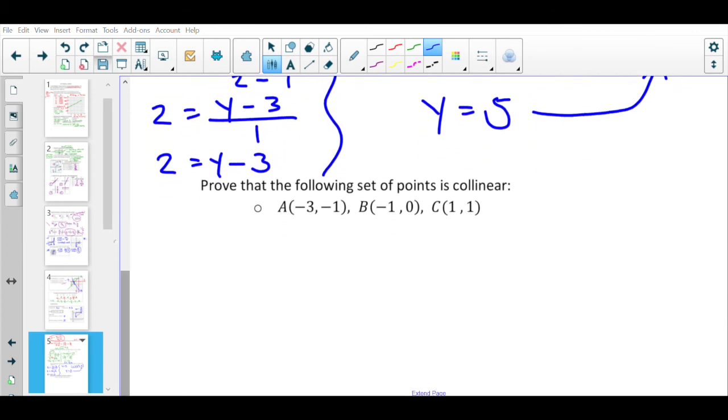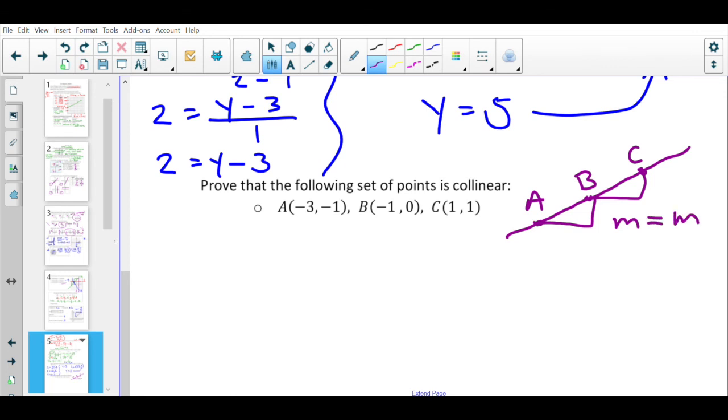Prove that the following set of points is collinear. So collinear means the 3 points all lie on the same line. Collinear means that the 3 points all fall on the same line. So if we imagine this being A, B, and C, we see right away that if 3 points are collinear, then the slopes are equal. The slopes of both parts are equal.